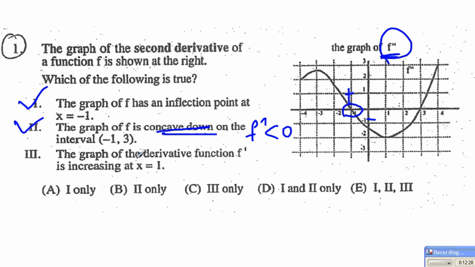Now, the graph of derivative of the function f, f prime, is increasing. So this one, f prime is increasing at x equals 1. At x equals 1, we realize that the f double prime is negative. That means derivative of f prime is negative. That means instead of increasing, it should decrease. So therefore, our answer will be 1 and 2 only.